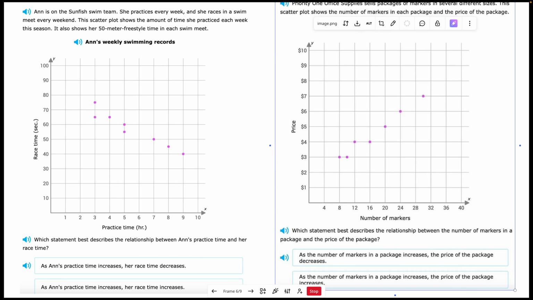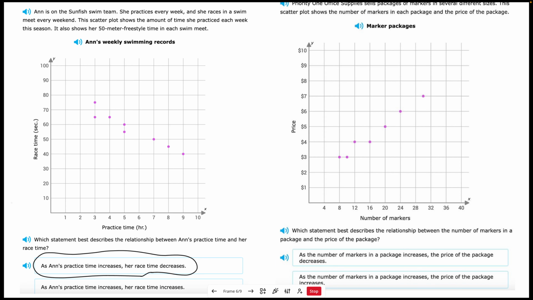All right, now that you've had time to work these problems, let's check your solutions. For the first problem, you should have realized that as her practice time increases, her race time decreases, so she gets faster. And for the second problem, as you increase the number of markers in the package, the price also increases. You're getting more markers, the cost goes up.